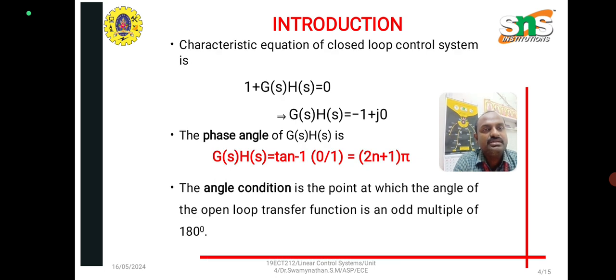Next, the characteristic equation for the closed loop system gives G(s)H(s) equal to -1 plus j0. Then you get the phase angle, tan inverse of b by a. In a plus jb, b is 0 and a is 1, so you get (2n plus 1) times pi. The angle condition is that the point at which the angle of the open loop transfer function is an odd multiple of pi. That is why it is called (2n plus 1) times pi.